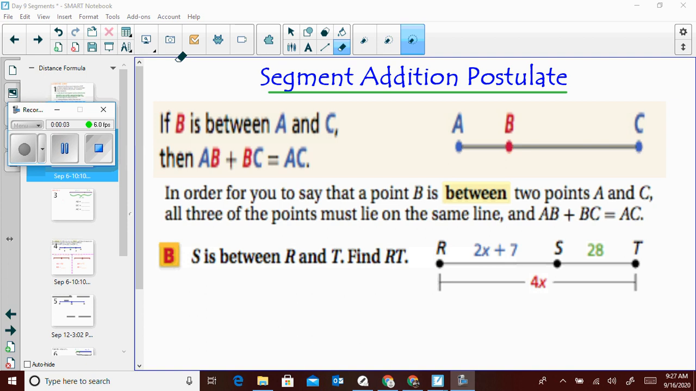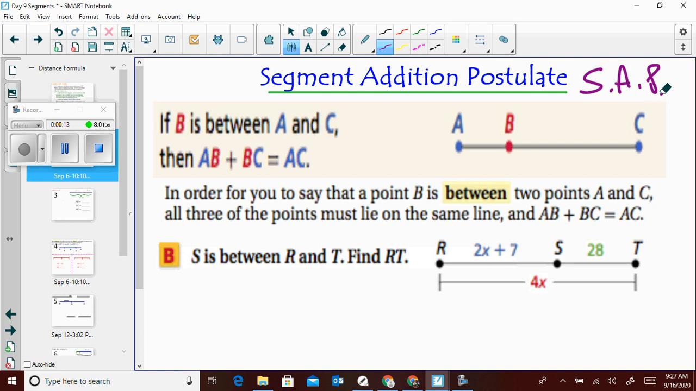All right, guys, today we're going to do the segment addition postulate, okay? Segment addition postulate, SAP. All the segment addition postulate says is, I can take a larger segment, AC, and show it as the sum of AB plus BC. This is why it's called a postulate.